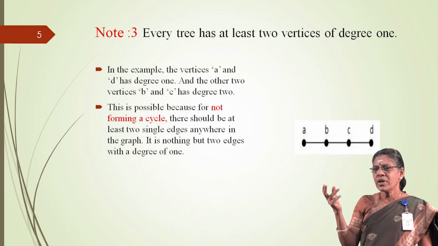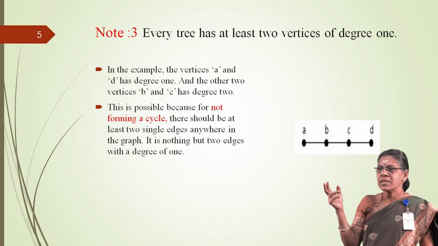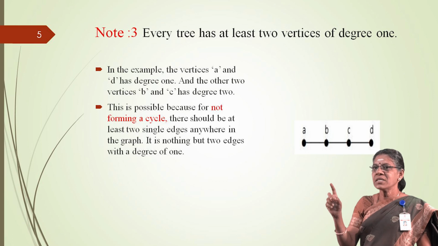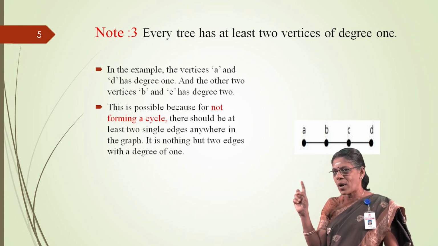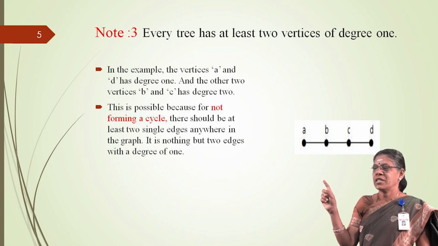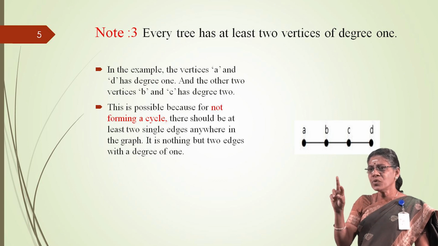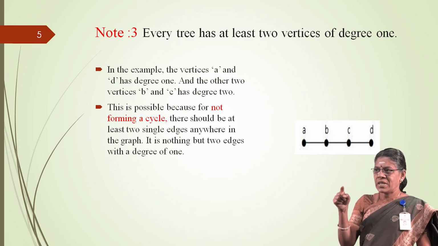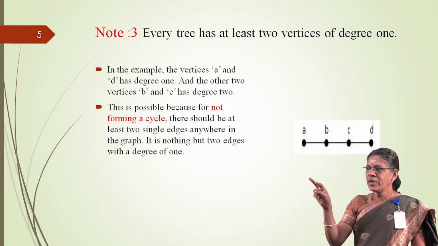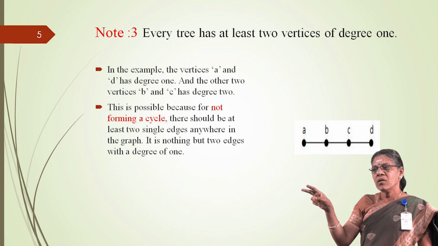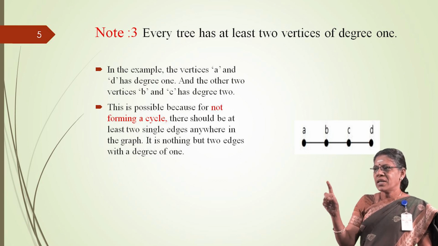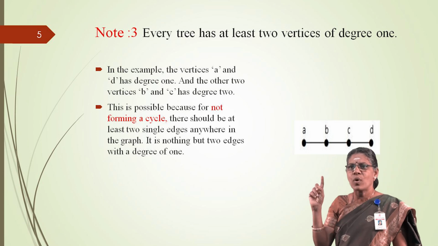Next, we have another note, that is every tree has at least two vertices of degree 1. See here the tree with the 4 vertices A, B, C, D. It has two vertices of degree 1. Vertex A has degree 1 and the last vertex D has degree 1. In between, the two vertices B and C have degree 2. So, every tree has at least two vertices of degree 1.